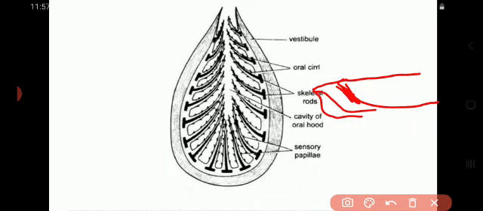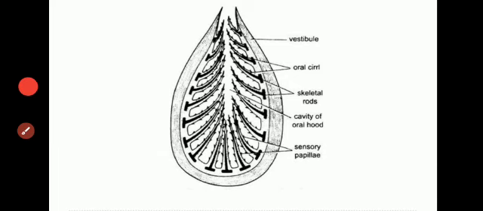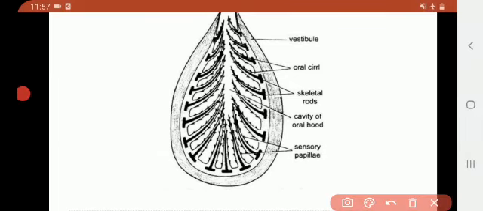Okay, only the edges will be projected forward. Here you can see these folds; it forms what is known as the oral hood. Clear? So you can see this is the oral hood, and here the oral hood is enlarged, and you can see that these structures are oral cirri. These structures marked over here, all these are oral cirri, all arranged along the edges of the oral hood.